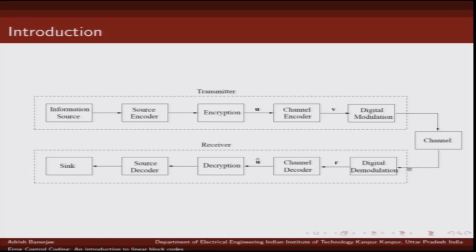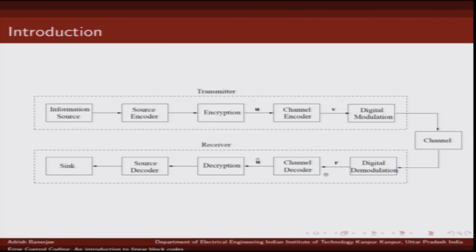Once you get a noisy version of the received sequence, you demodulate the signal, and the demodulated output is then fed to the channel decoder, whose job is to estimate the information sequence from the received sequence. We use the notation R for the received signal, the demodulated signal, and we will use U hat to denote the estimated information bits. If U is equal to U hat, there is no error. However, if U is not the same as U hat, then there are decoding errors.